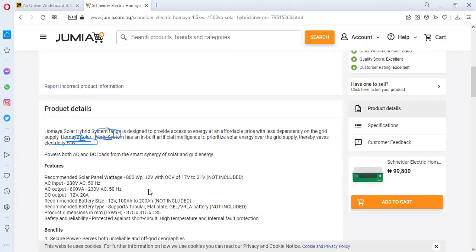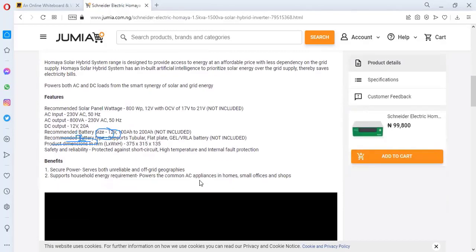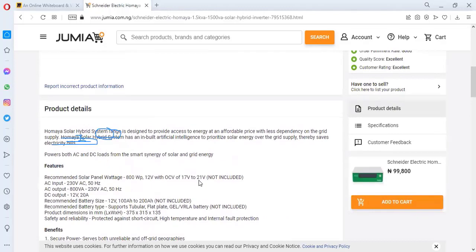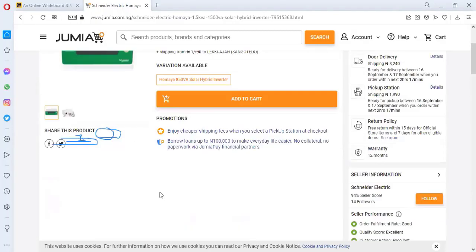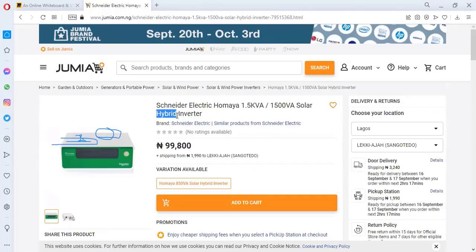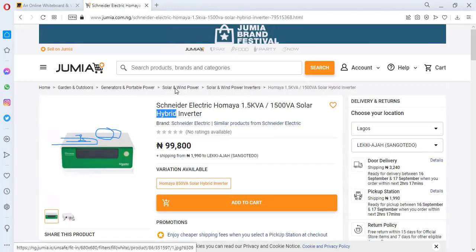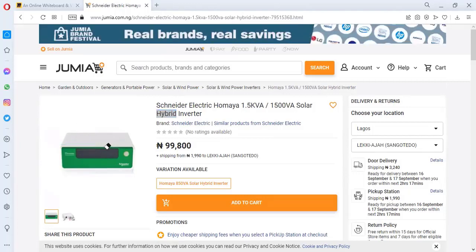So I'm trying to look. Recommended battery size. Oh, so the recommended battery size is 12 volt, 100 amp hour to 200 amp hour. But I need to know what the DC input voltage is. Recommended solar panel is this 12 volt. Okay, I can see DC output. Then I will tell you why this is different. This is a hybrid inverter. A hybrid inverter in what sense? It has an inbuilt charge controller in it.